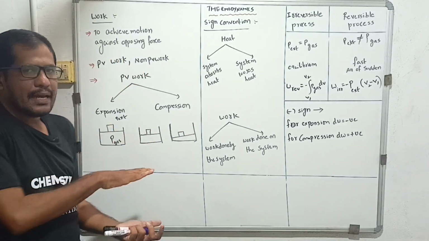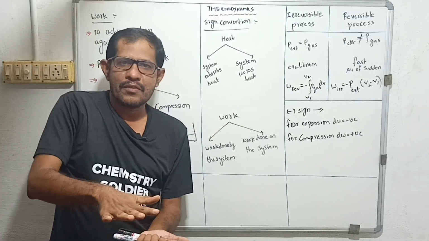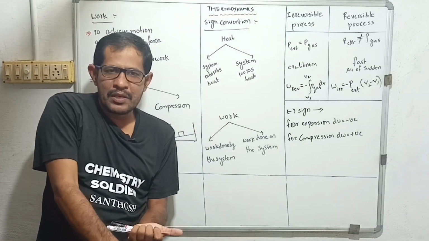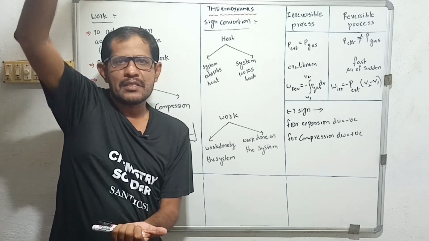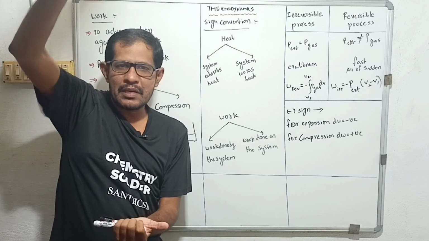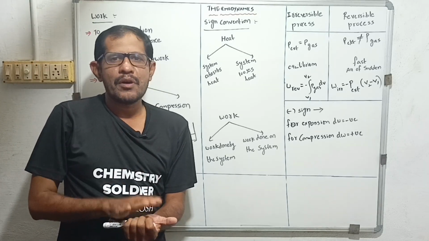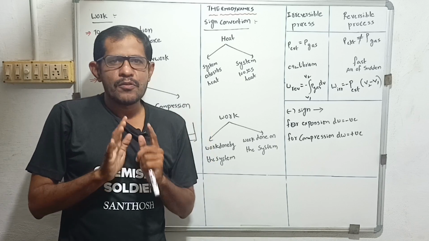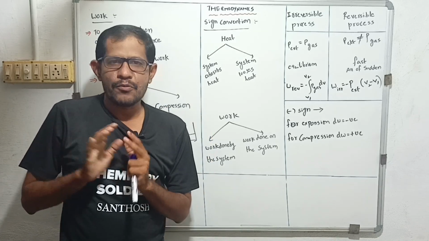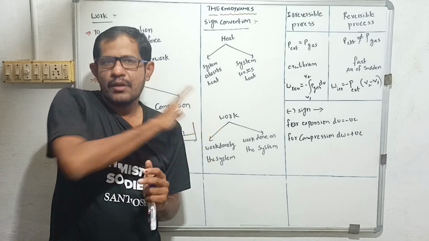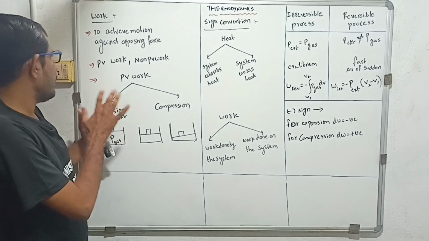So based upon the gas, expansion or compression happens. If you press the piston, compression of the gas. If the piston is pushed up, expansion of the gas. That is pressure volume work. Non-PV work means W equal to force into distance. So if an object is moved some distance by force, right? That is non-PV work.